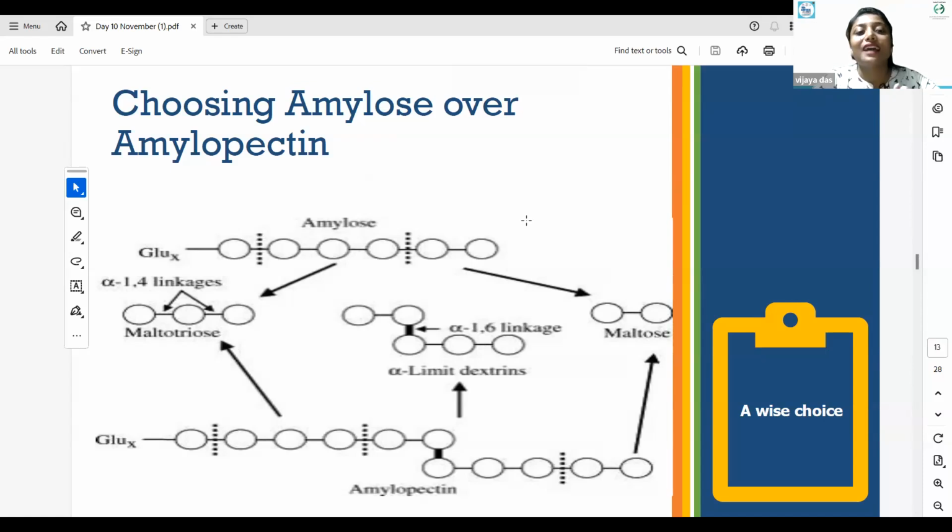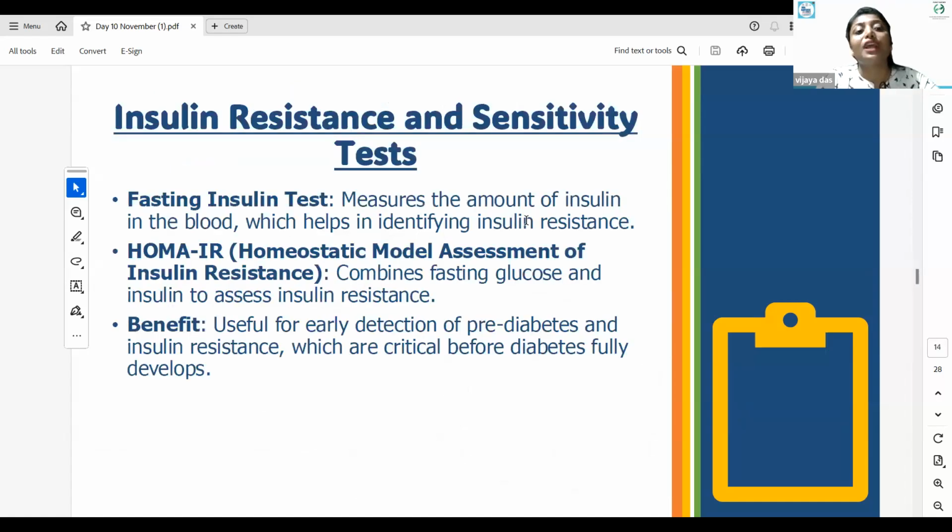Like I was discussing, while choosing the carb or the starch, we can choose wisely. We have options of amylose and amylopectin. So we can go for carbohydrates which have more amylose because the degradation and release of glucose will be less in comparison to amylopectin.